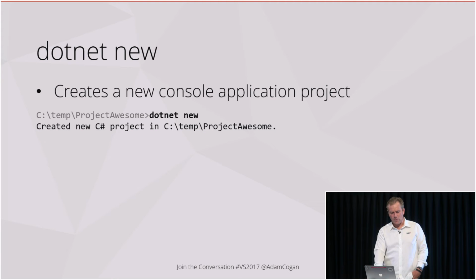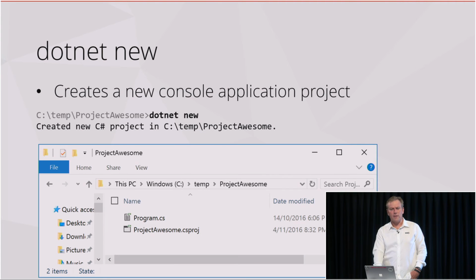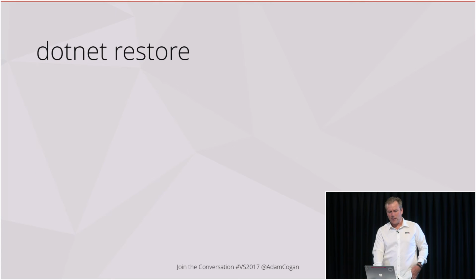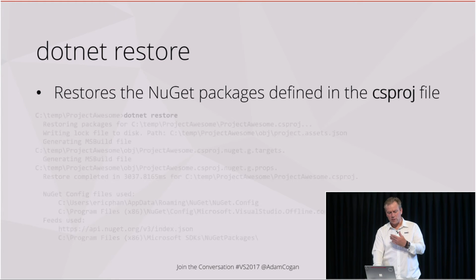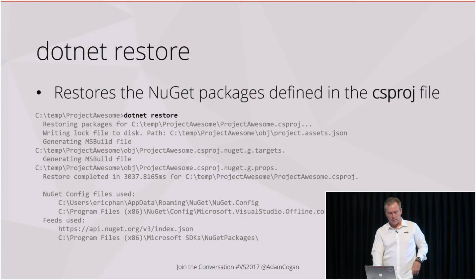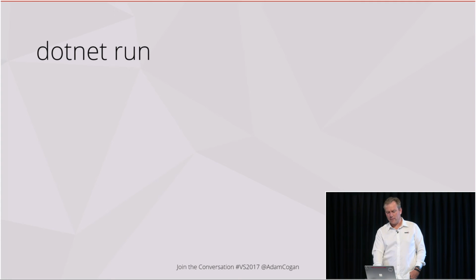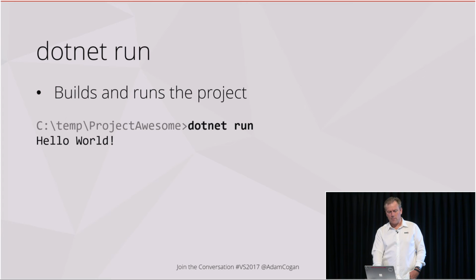We go .NET New, and that creates a folder with a couple of files in, because that's the most simple of all projects. And now we go .NET Restore, and that looks in the CSproj file, finds out what packages are, and goes and grabs them. And then .NET Run. All right? So it builds and runs the project, and in this case, a console app, we just get hello world. Pretty simple, right?